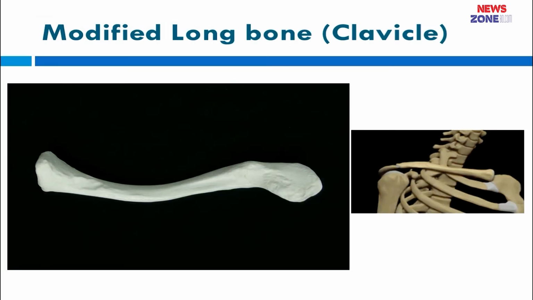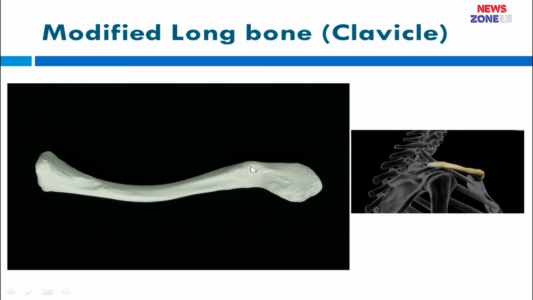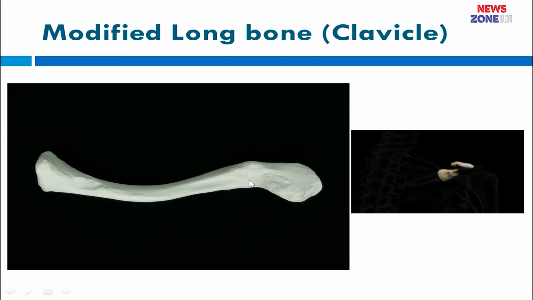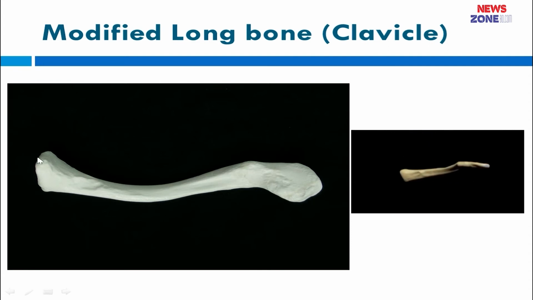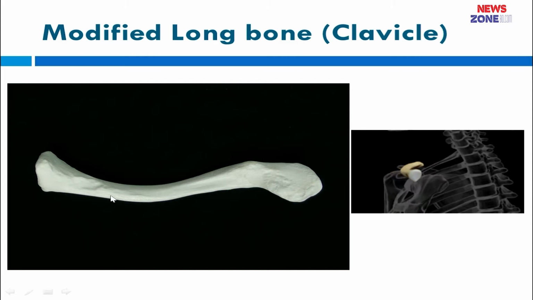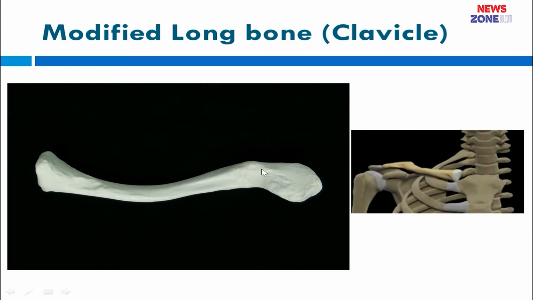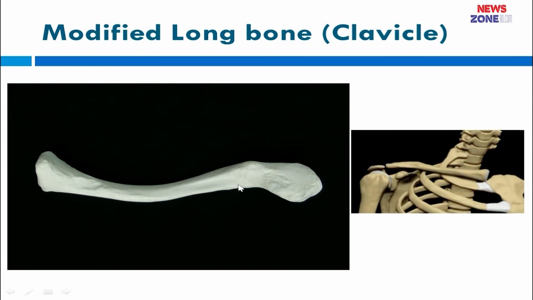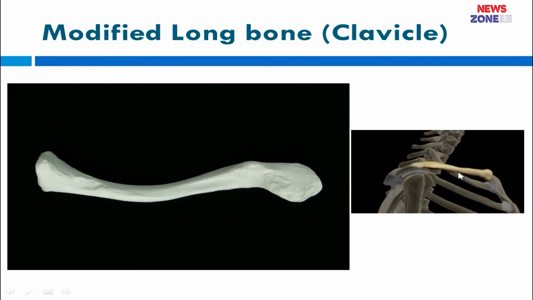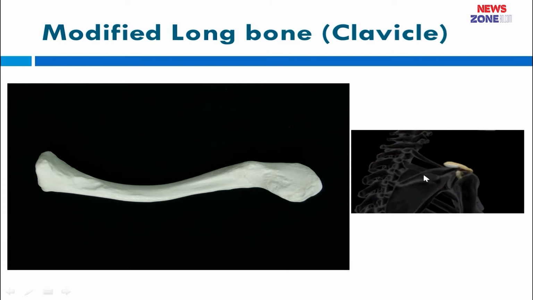Let's see a picture of a clavicle. We can see this is a clavicle. As you have completed your superior extremity, you can see it has a medial end and a lateral end and the shaft in between. The shaft is very much curved. At the medial 2/3 it is convex forward and at the lateral 1/3 it is concave forward. It is present at the upper part of your thoracic cage.